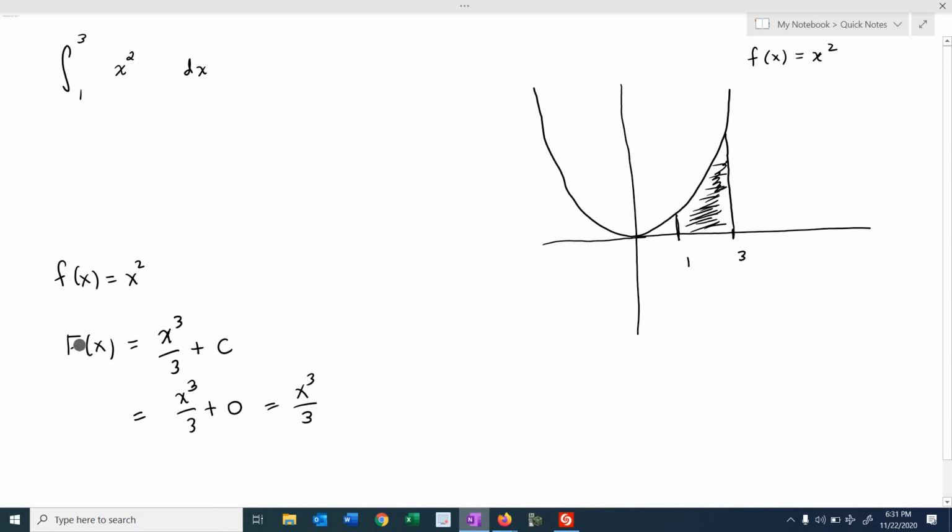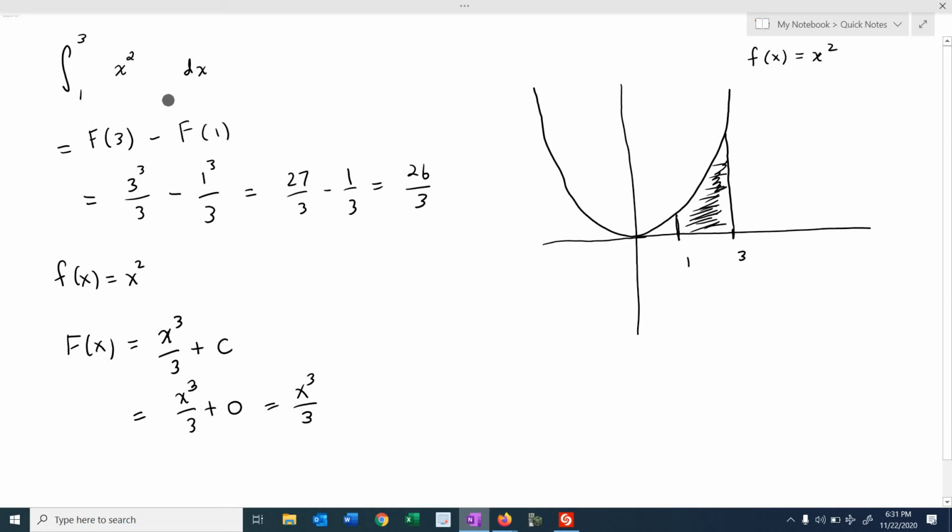And so we're going to let capital F of x be x cubed over 3. Okay, and then all we have to do now is evaluate F at the upper limit minus F at the lower limit. So F of 3 would be 3 cubed over 3 minus F at 1, which would be 1 cubed over 3. Of course, this gives us 27 over 3 minus 1 over 3, which is just 26 over 3. And that's what this definite integral is equal to.